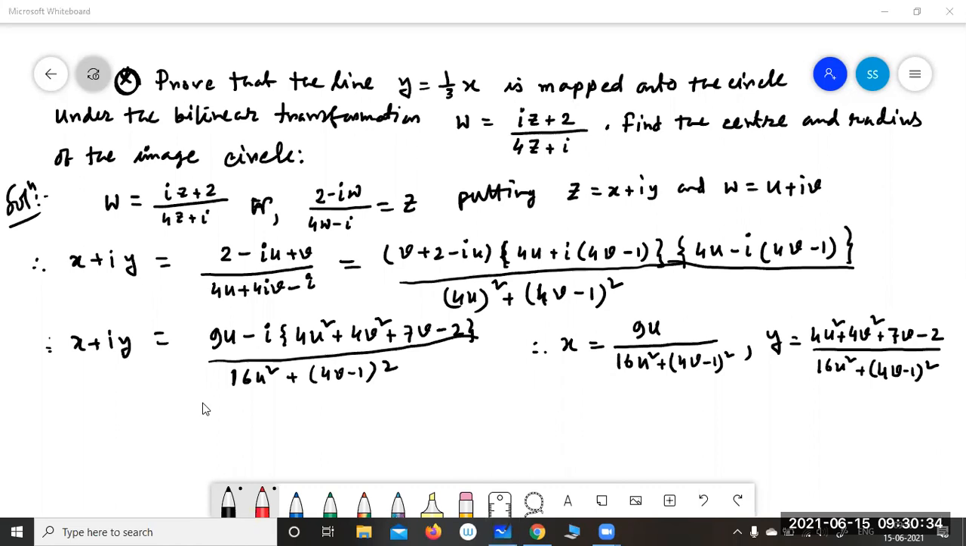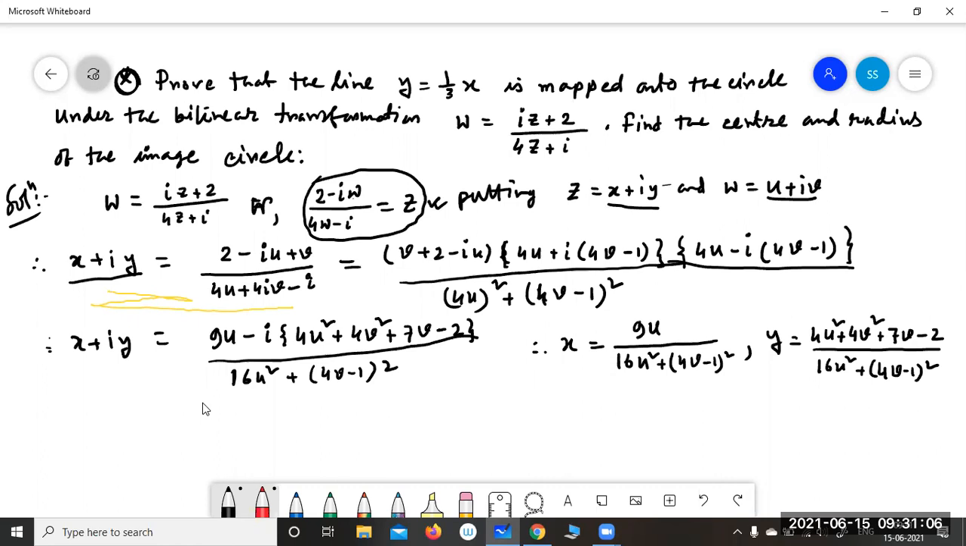Sir, yes. I don't understand how the value of x + iy came here. Where? Here? This one. Okay. x + iy, here the value of z. We are taking this part, so z equal to this one. Instead of z, we are putting x + iy, and instead of w in 2 - iw, we are putting u + iv. Clear? We are taking this transformation.